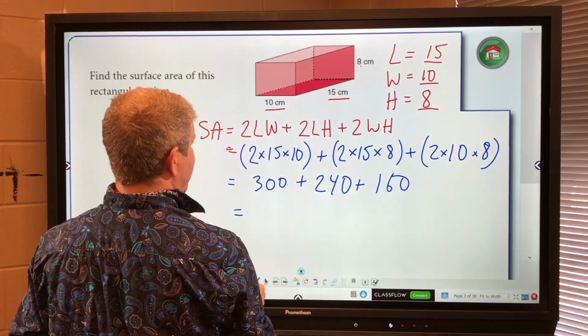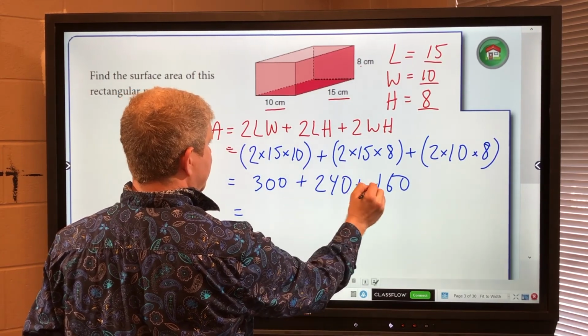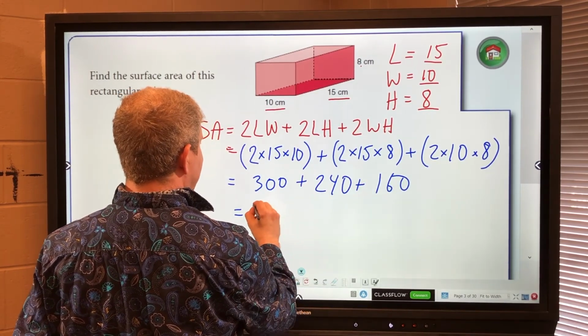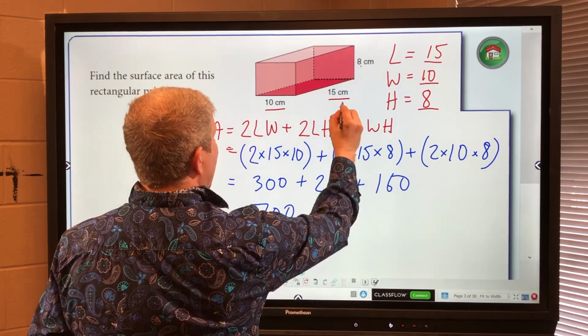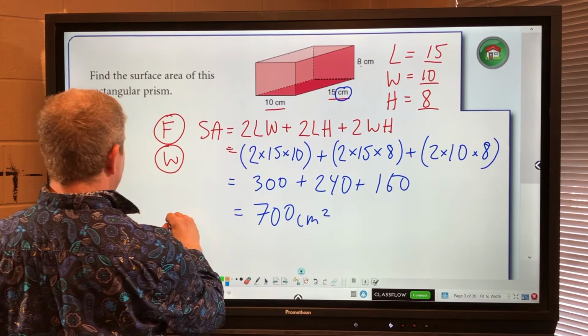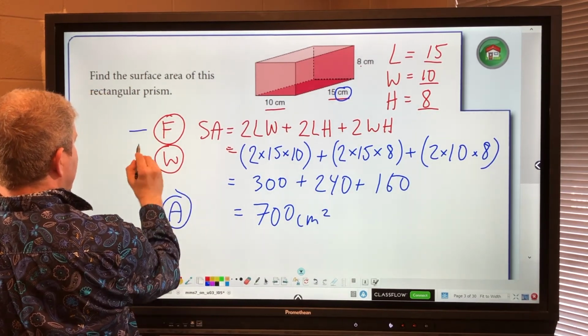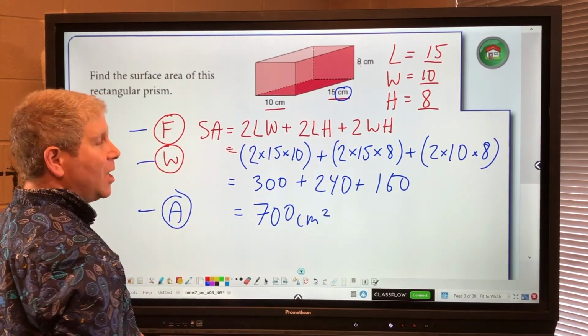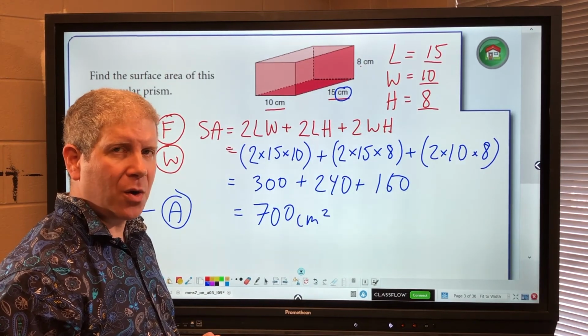And now I can add them all together. 300, 400, 500, 600, plus 40 and 60 is going to give me 700. And I cannot forget my units. This is centimeters squared. So I have here formula, work, and then answer. This is the proper way to solve these equations.